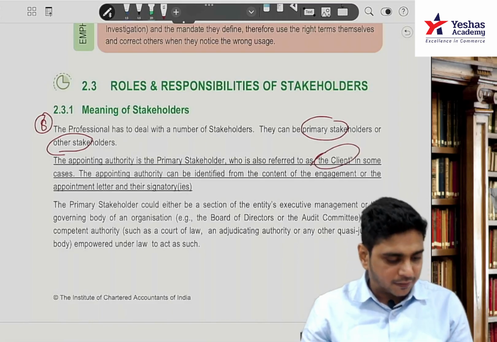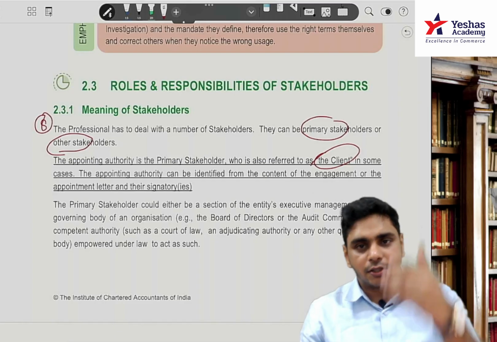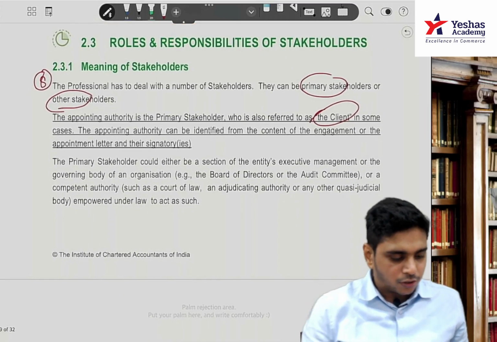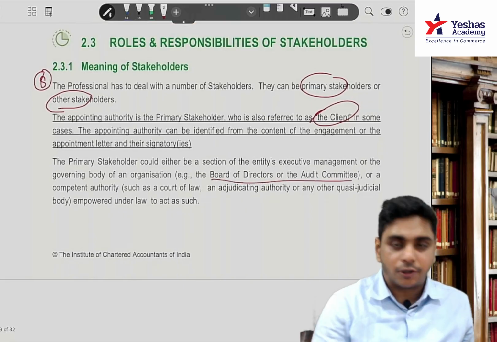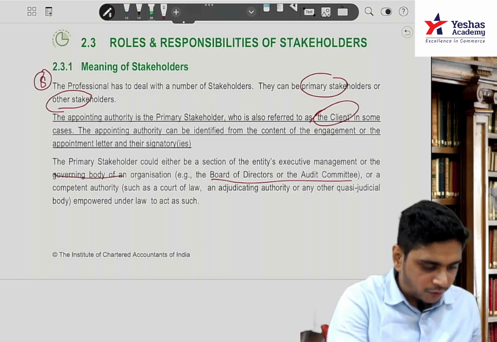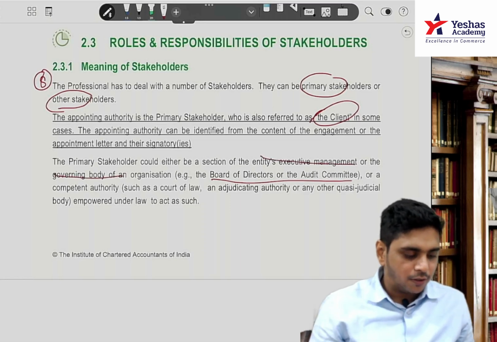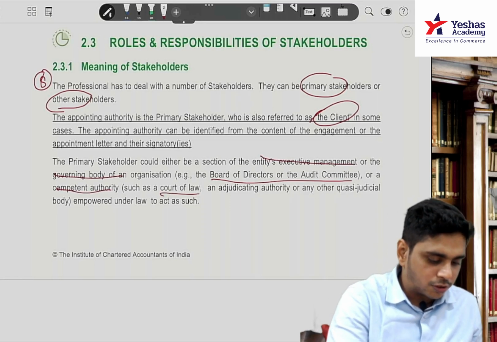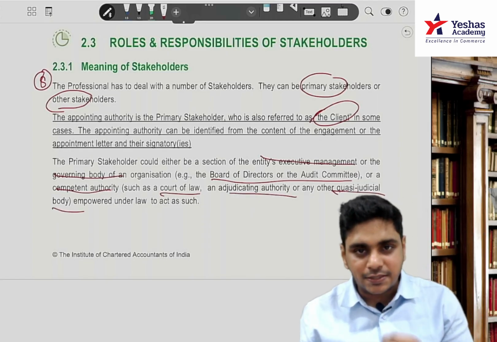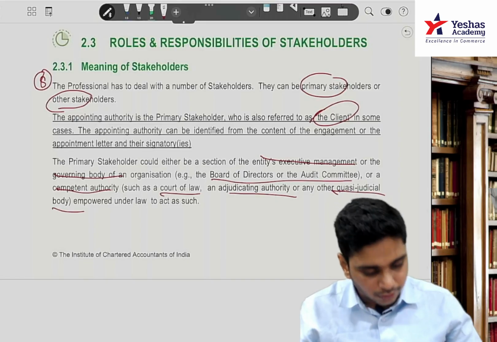In some cases, the appointing authority can be identified from the content of engagement or the appointment letter and the signatories. It could be the board of directors or audit committee in case of a company, or any governing body of the organization, or executive management, or a competent authority like a court or an adjudicating authority or any quasi-judicial body. So these are basically called primary stakeholders.